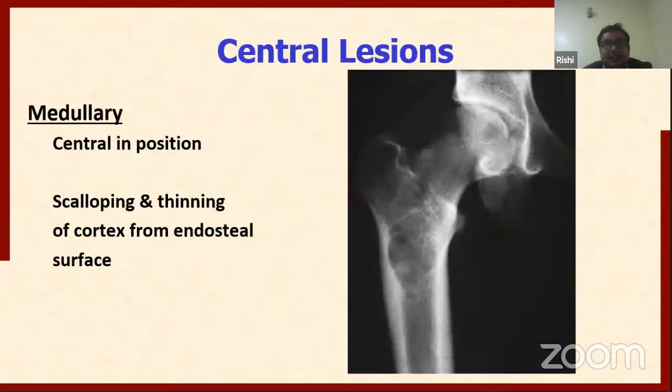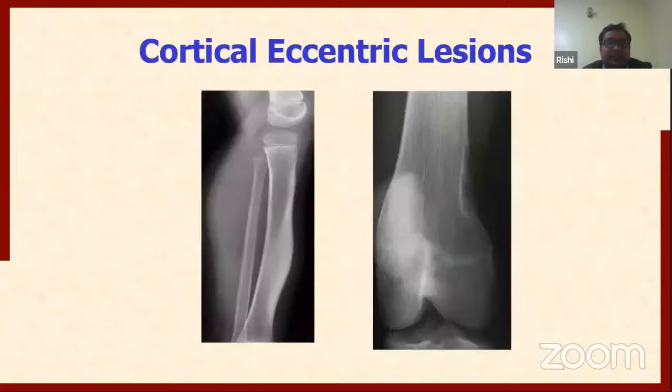So this is a case where it looks like there is a lytic central lesion with endosteal scalloping, and there you can see the punctate calcifications. Most likely this is a case of enchondroma. This is a case where you can see a solid kind of periosteal reaction, but this was a case of osteoid osteoma, and this is a case of a fibrous cortical defect.